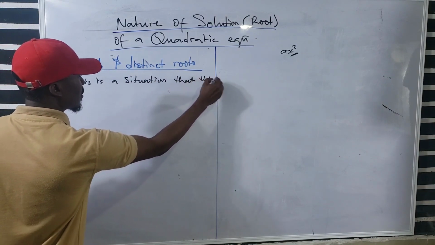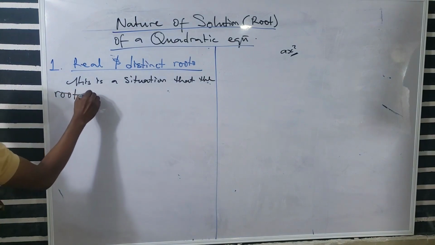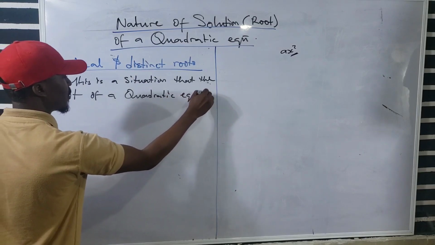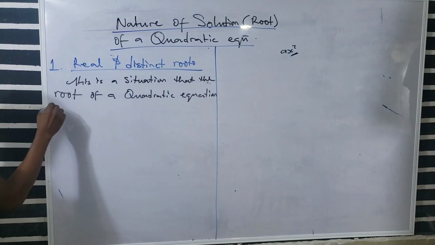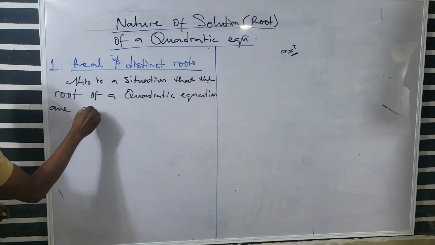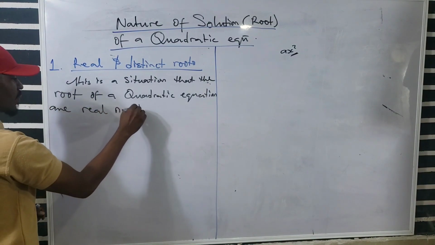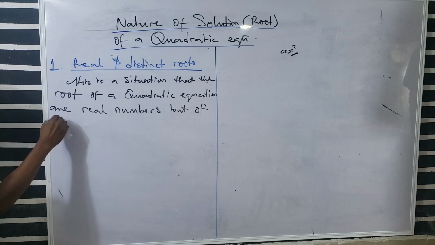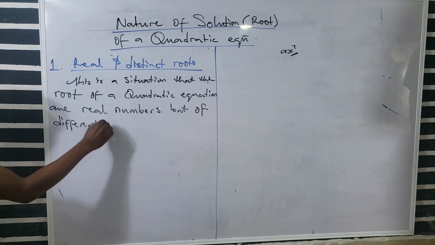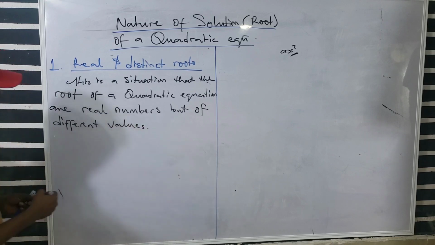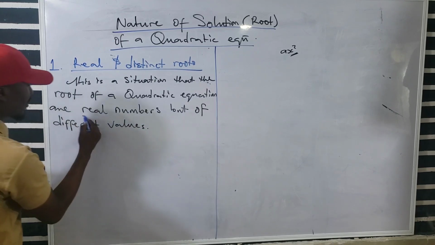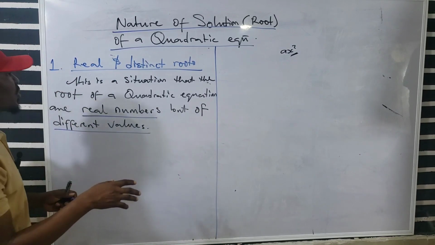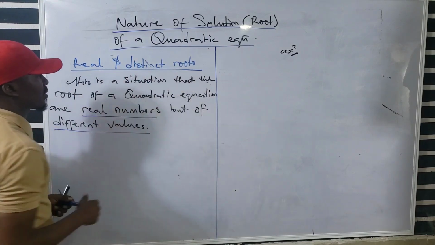that the roots of a quadratic equation are real numbers, but of different values. So it is going to give you real numbers with different values. Then we say that that particular quadratic equation has real and distinct roots.